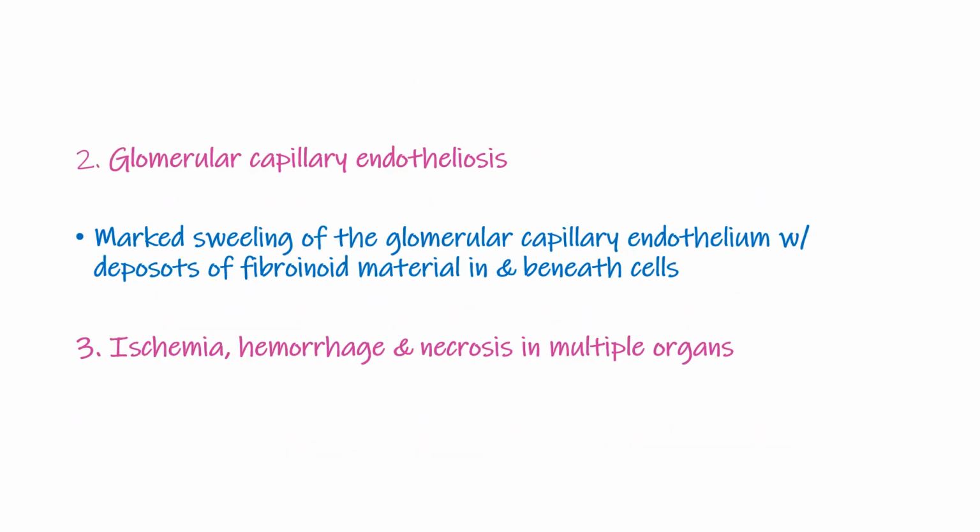Glomerular capillary endotheliosis: as we said before, you're going to have inflammation and production of cytokines because of the toxins released due to the placental ischemia. This will result in glomerular capillary endotheliosis, with marked swelling of the glomerular capillary endothelium and marked deposits of fibrinoid material in and beneath the cells. In addition to that, we said that you're also going to have ischemia in vascular beds. So you're going to have ischemia, hemorrhage, and necrosis in multiple organs.